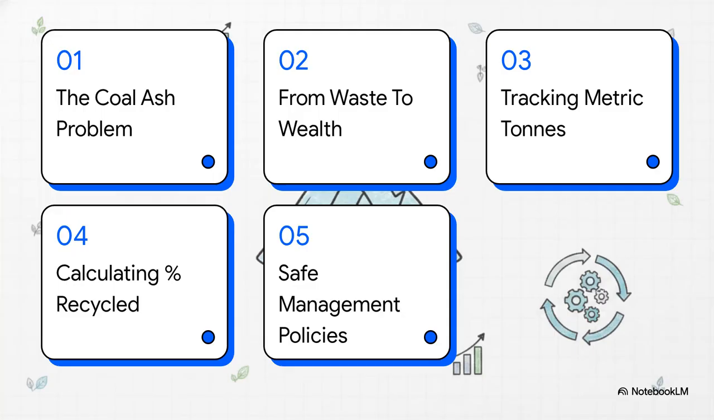All right, here's our roadmap for this explainer. 1. The coal ash problem. 2. From waste to wealth. 3. Tracking the metric tons. 4. Calculating percentage recycled. And 5. Policies for safe management. Let's get into it.